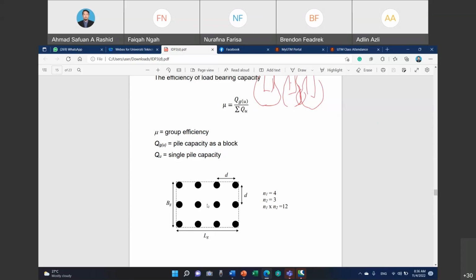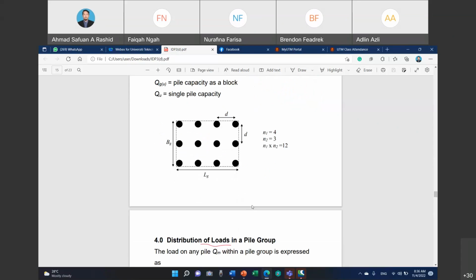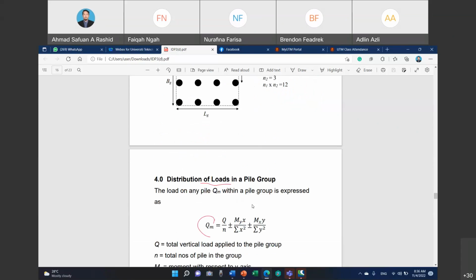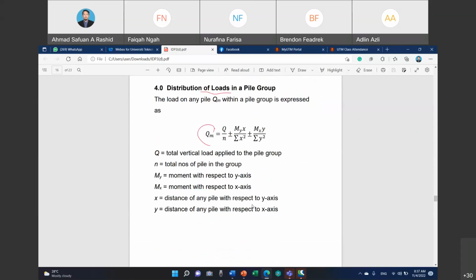Kalau it is the problem is located at the center, so it is a very straightforward calculation. Okay. So then, yang ini kalau the issue of it is not located at the center, okay, so we need to calculate, we need to put the effect of the moment, okay, due to the problem is not located at the center of the pile, okay, center of the group of pile.